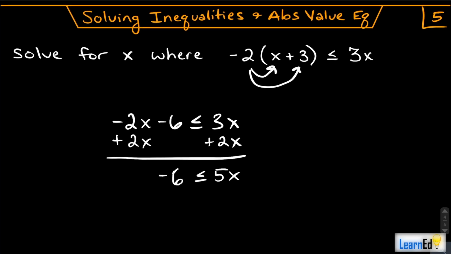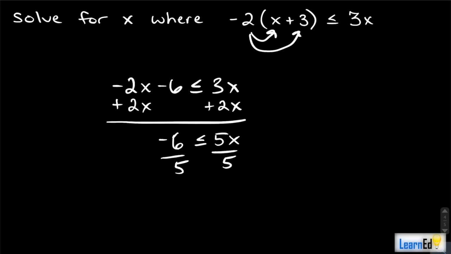And we divide by 5 on both sides to get our answer, which is going to be that negative 6 over 5 is less than or equal to x. And you can also write that as x is greater than or equal to negative 6 over 5.